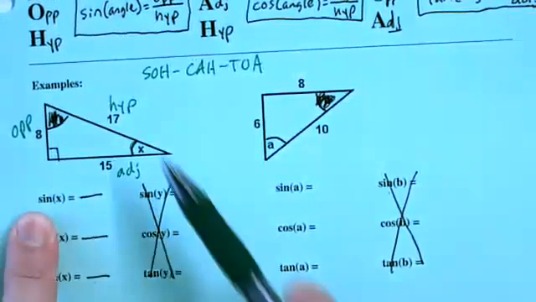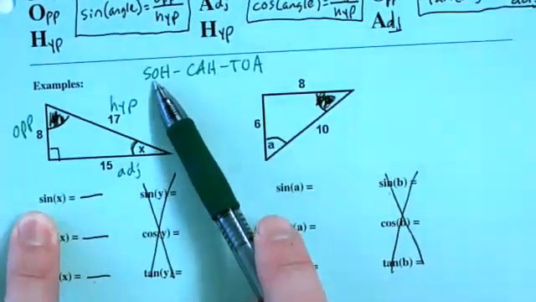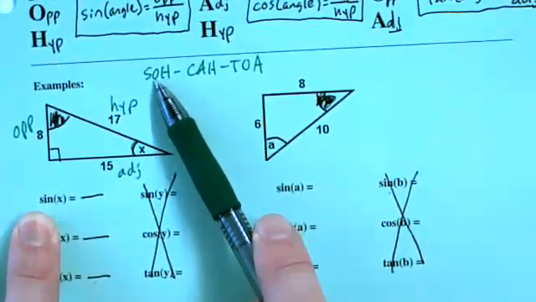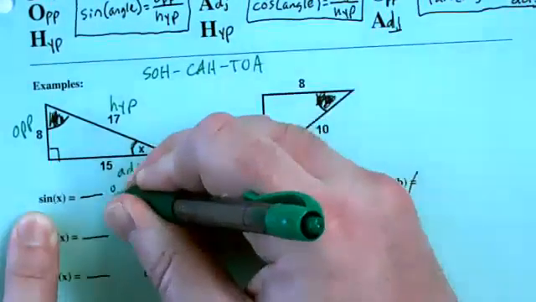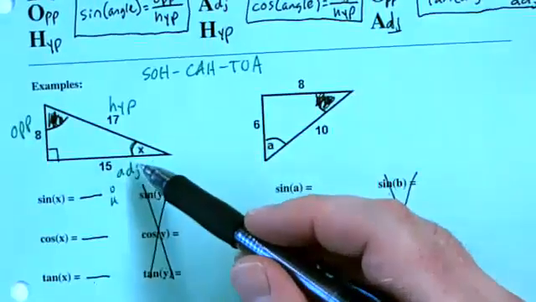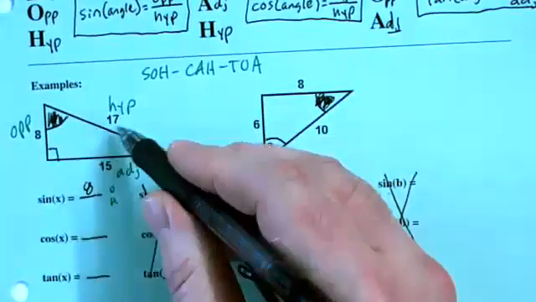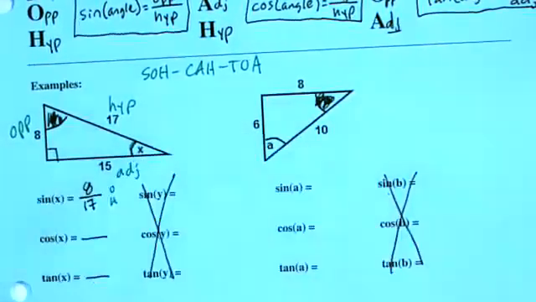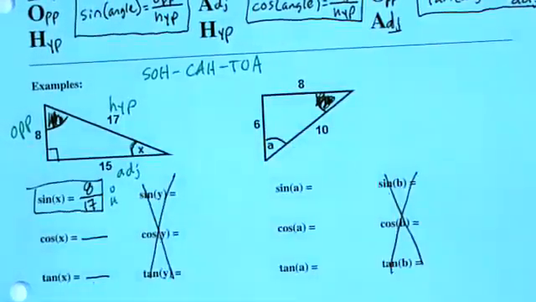All right, sine. We're going to be looking at the SOH part of SOH CAH TOA, and it tells us what goes on the top, what goes on the bottom. First thing goes on the top, second on the bottom: opposite on the top, hypotenuse on the bottom. So I'm going to make a note here that I'm looking for opposite and hypotenuse, but then I'm going to go to my picture and write down the actual numbers. The opposite was the 8, that goes on the top. The hypotenuse was the 17, that goes on the bottom. And I've completed that equation. The sine of x equals 8 over 17. That's our first trig equation.